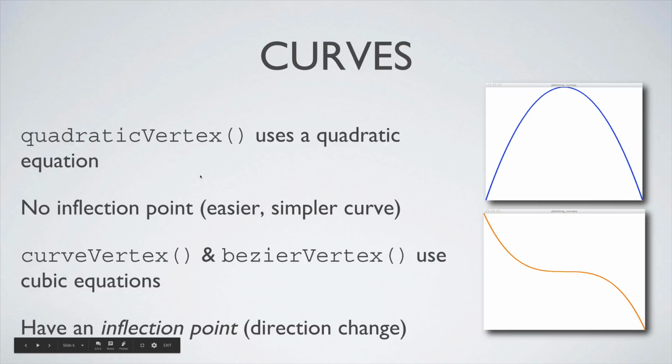Quadratic vertex uses a quadratic equation like this one that we've seen before. There's no inflection point. It's a very simple curve. There's no point where it inflects from the straight curve. You can see that's always curving. However, here we can see at this point it goes straight and then starts curving the other way. So that's the inflection point. Curve vertex and Bezier vertex use cubic equations, so they do have that inflection point.